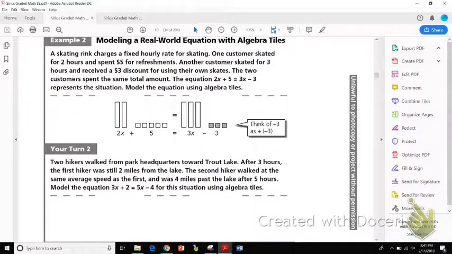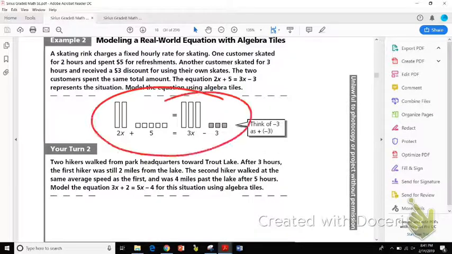Alrighty, ladies and gentlemen. So, next, we're going to be working with modeling a real-world equation with algebra tiles. Or, well, anything that the state expects you all to know. So here, they're giving us this example, okay? If you'll recall, previously we had worked with examples like that.